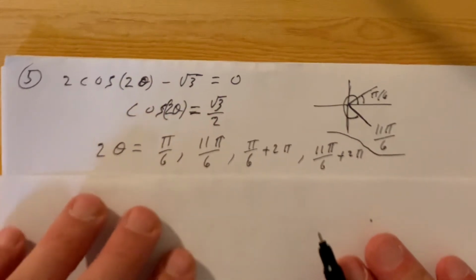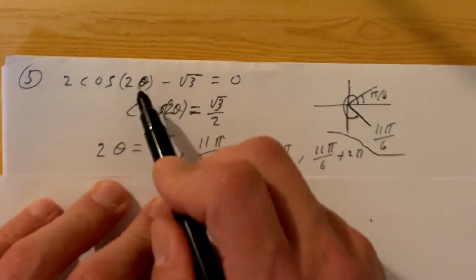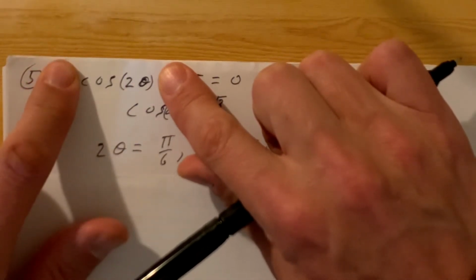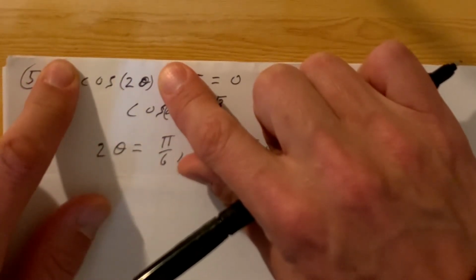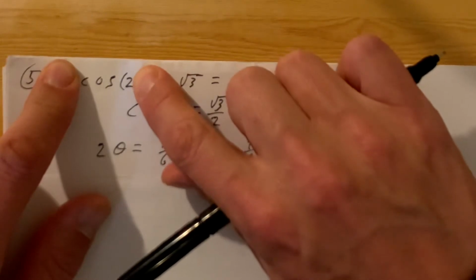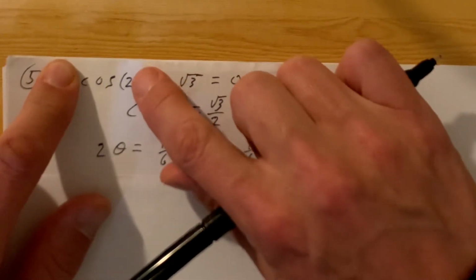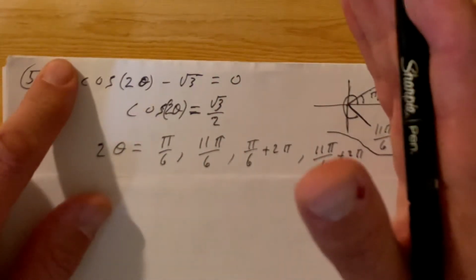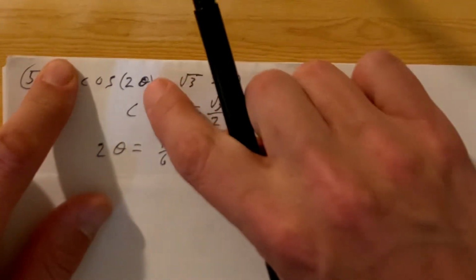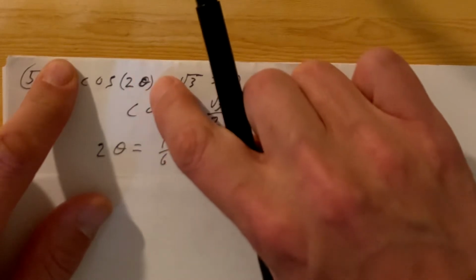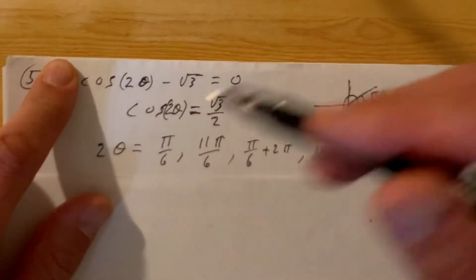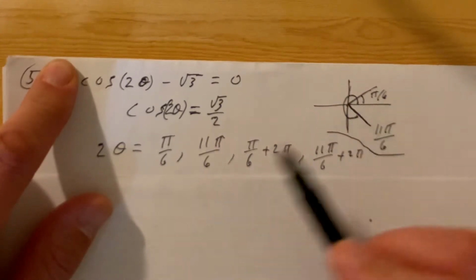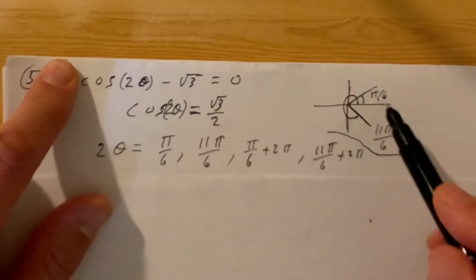Now, because it's 2 theta, if you just look at the graph of cos 2 theta, there's 2 cycles between 0 and 2 pi. That's what the 2 means there. Okay, it's been horizontally stretched by 1/2. So one period is in 0 to pi instead of 0 to 2 pi, or there's 2 cycles between 0 and 2 pi. So because there's 2 cycles, it's going to go around twice. So we got pi over 6, 11 pi over 6, and then you're going to add 2 pi to both of those.